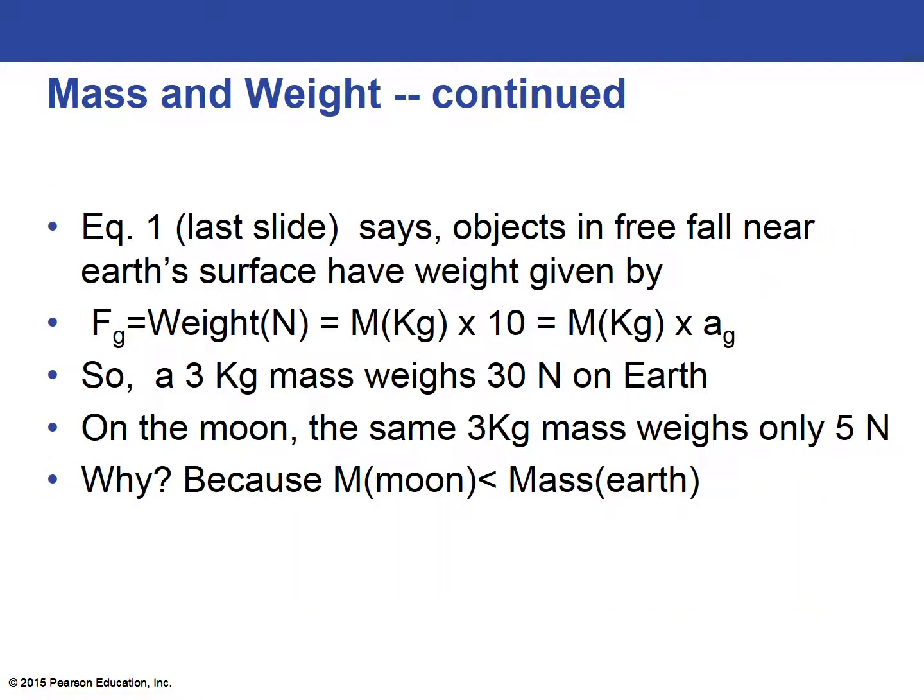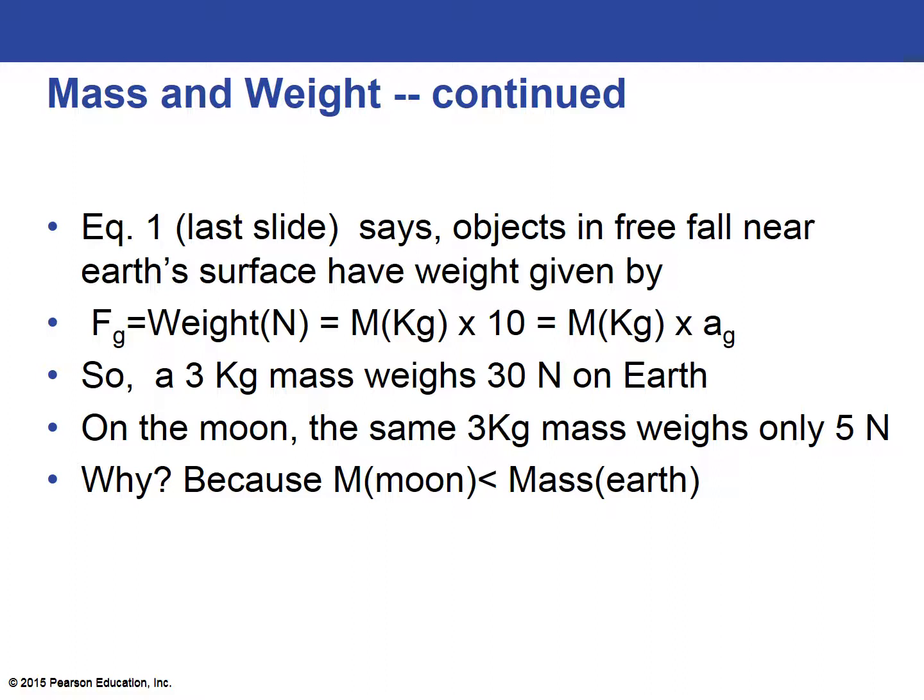Now, this slide looks at the effect of taking an object and measuring its weight on Earth and applying that same object and measuring its weight on the moon. And since we should all agree that the mass of the object doesn't depend on where it's located, we find that if, for example, we have an object that has a mass of 3 kilograms, it will weigh approximately 30 newtons on the Earth's surface.